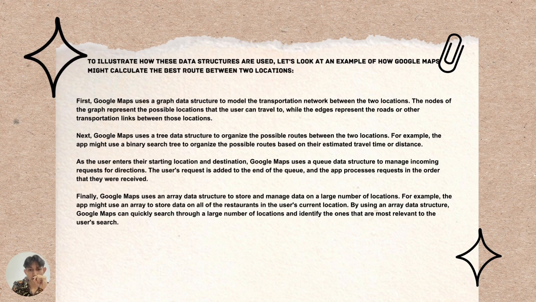Let's look at an example of how Google Maps might calculate the best route between two locations. First, Google Maps uses a graph data structure to model the transportation network between two locations. The nodes of the graph represent the possible locations that the user can travel to, while the edges represent the routes or other transportation links between those locations.